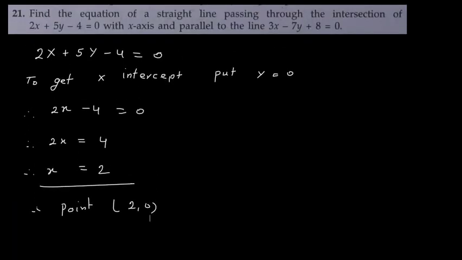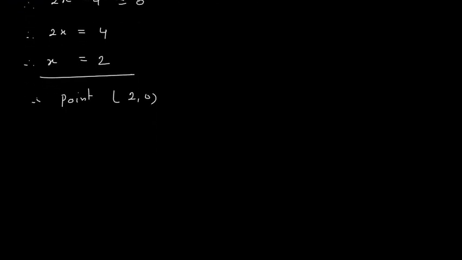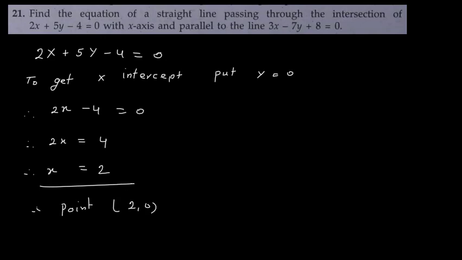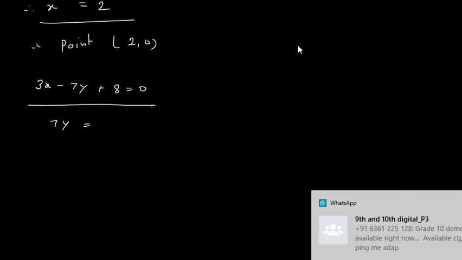And second, parallel to this line. The line is 3x - 7y + 8 = 0. I have to find its slope, so I will convert it into the form y = mx + c. So 7y = 3x + 8.